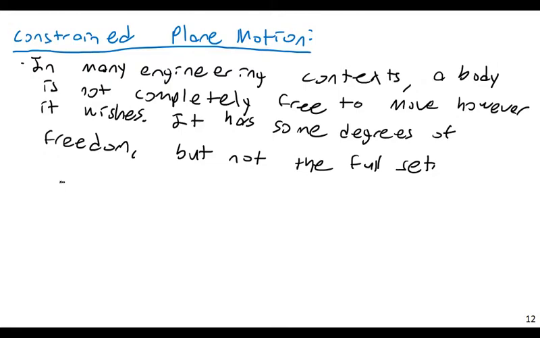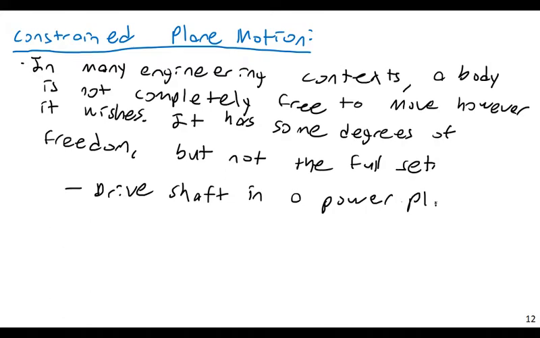For example, a good example would be something like an axle in a power plant, or a drive shaft, maybe in a wind turbine or a hydro plant. In that case, it can only rotate. The only degree of freedom it has is single axis rotation. It cannot move, even if I put a force on it that would tend to move it left or right, it's going to have supports on it that will prevent it from moving left or right. So these are things like cranks, connecting rods, slipping wheels, etc.